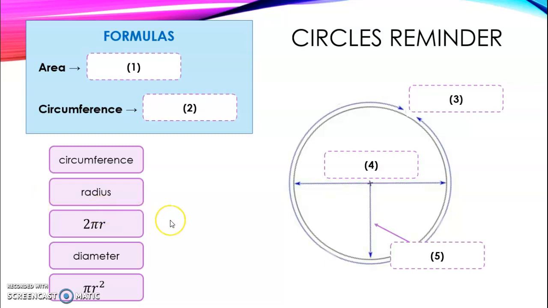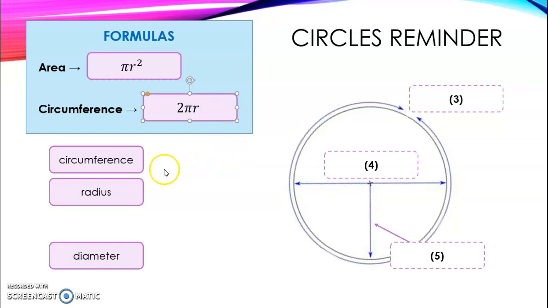So before we get started, I want to do a little bit of a review of some of the properties of circles. There's the area and circumference formulas that you may already know, and then there's also some labels of a circle that we want to consider here. So first of all, of these options that we have in the bottom left, we want to first identify what the area is. And the area formula is actually pi r squared. Next, we want to identify the circumference formula, which is 2 pi r.